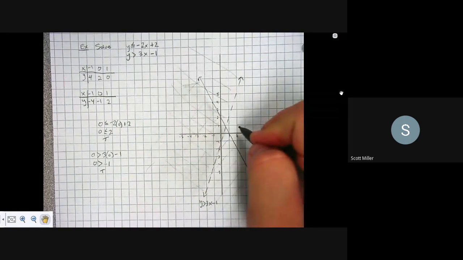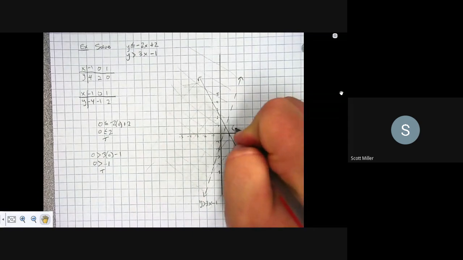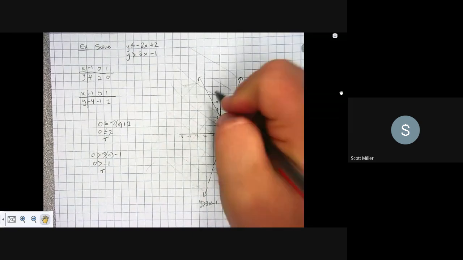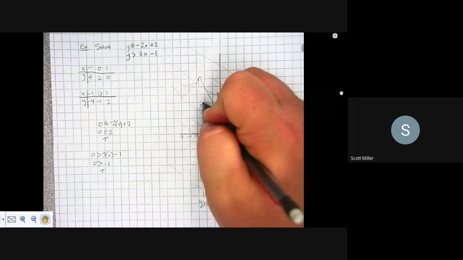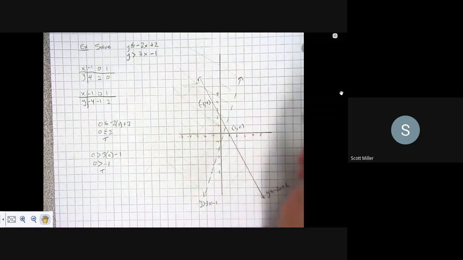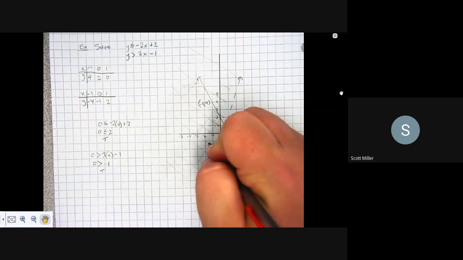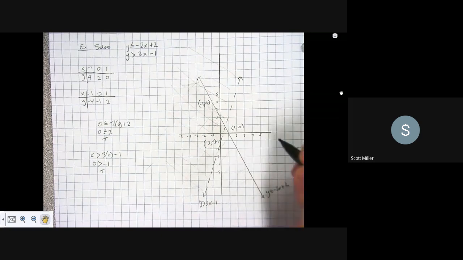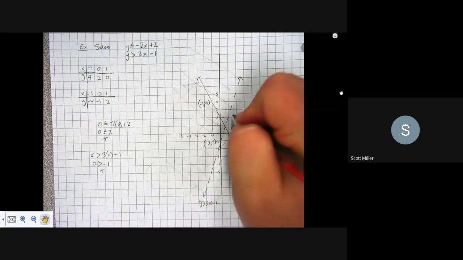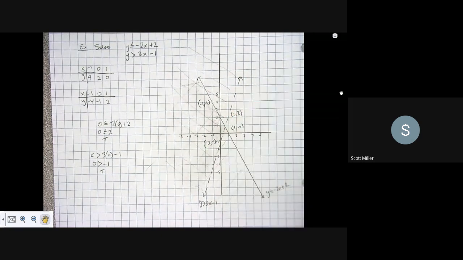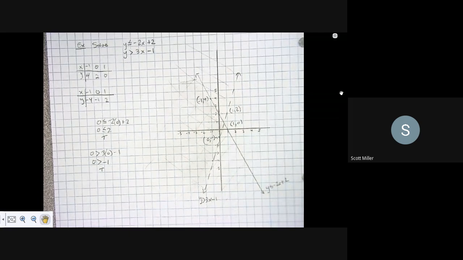We still need to label some points. 1, 0 for this one. -1, 4 for that point. This point right here is 0, -1. And I need another point. Let's do 1, 2. So I've labeled 2 points on each line.